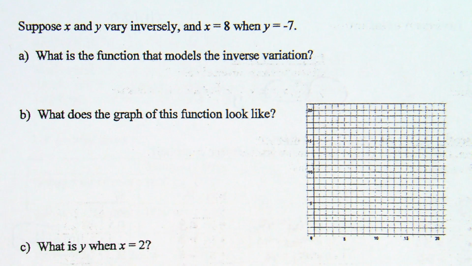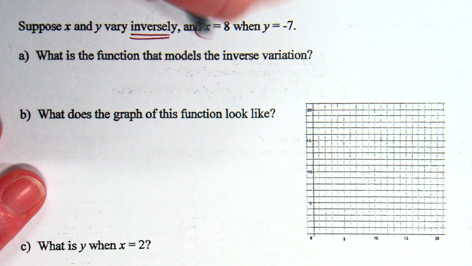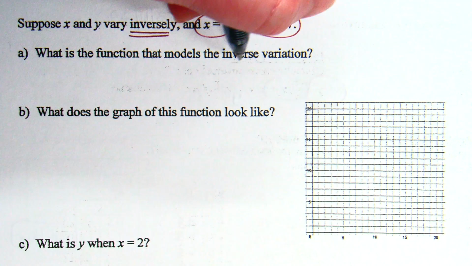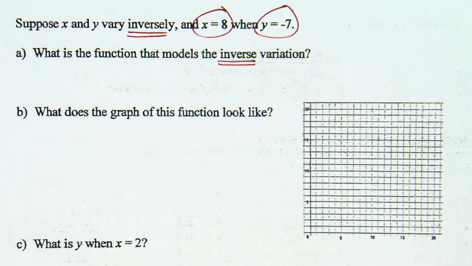Notice what it says. Suppose x and y vary inversely, and x equals 8 when y equals negative 7. Part A is asking, what is the function that models the inverse variation? So right there, they are telling us we are talking inverse variation, right?